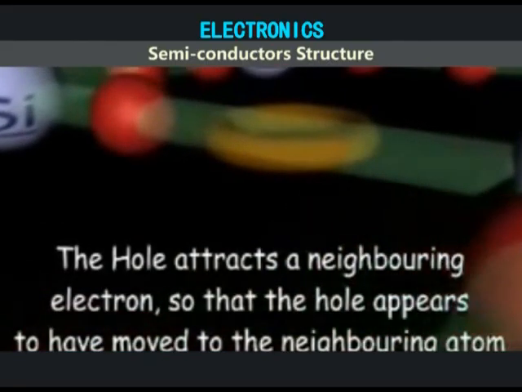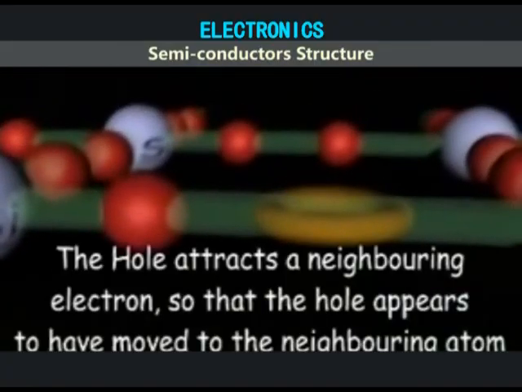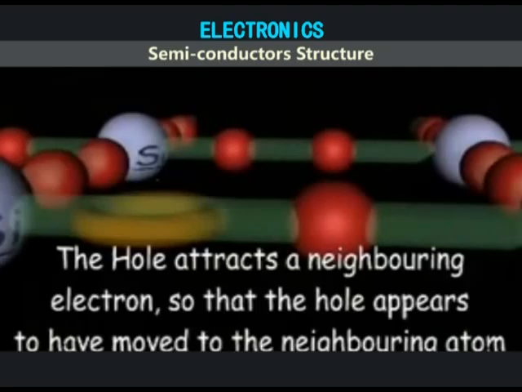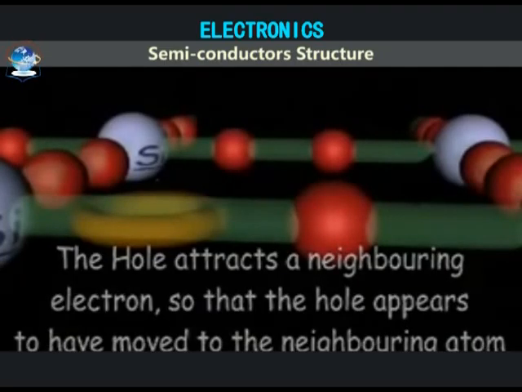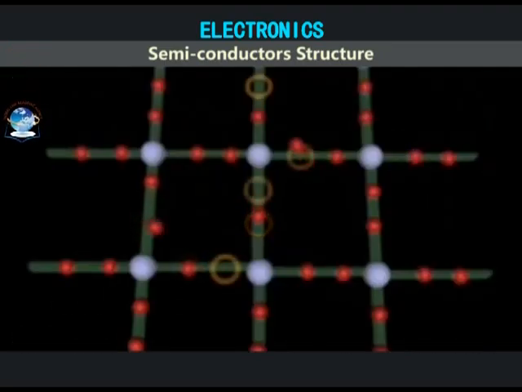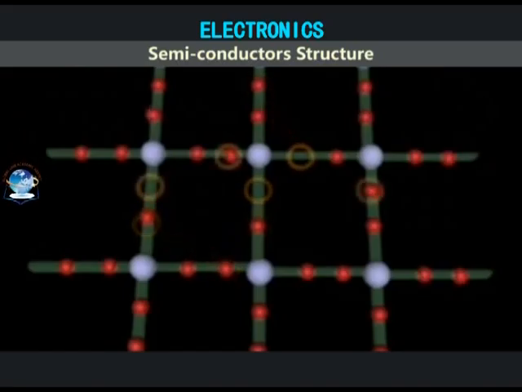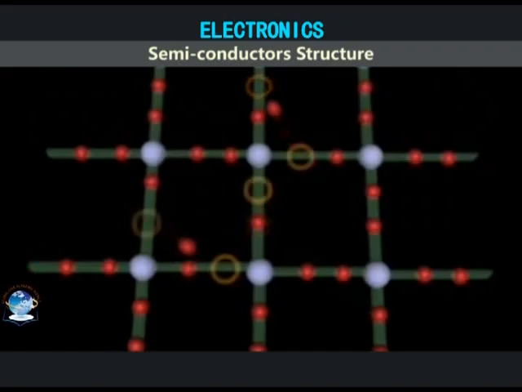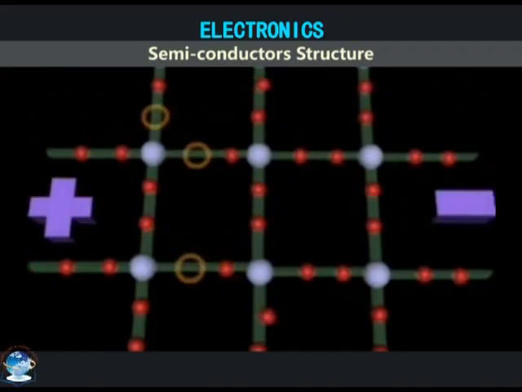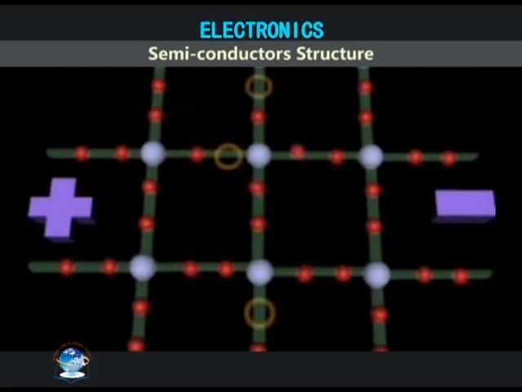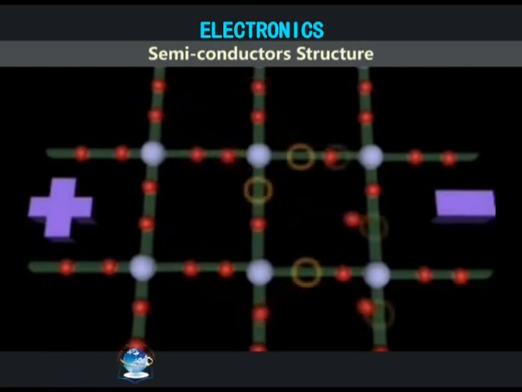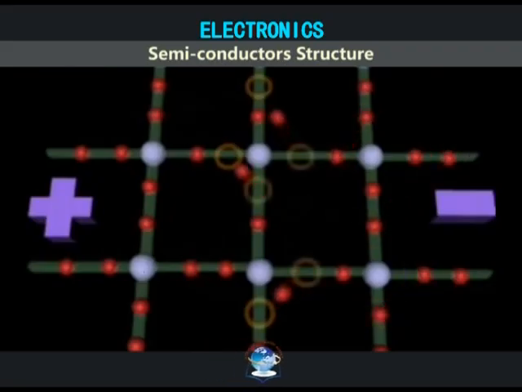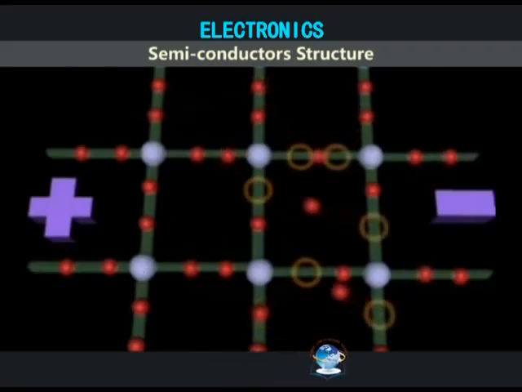An electron nearby may be attracted to the hole and leaves a hole behind. This way, the hole seems to have moved to the neighboring atom. This process continues on and on as more electrons are dislodged. The electron-hole movement is random, but if an electric field is applied, the electrons fill the holes so that the holes move in the direction of current while the electrons move in the opposite direction. And that is how semiconductors conduct electricity.